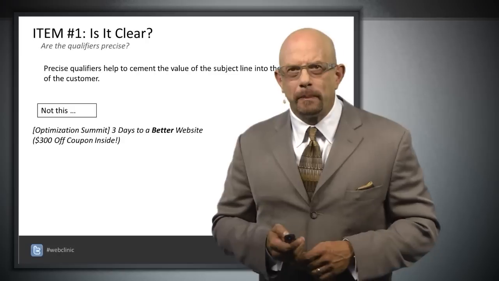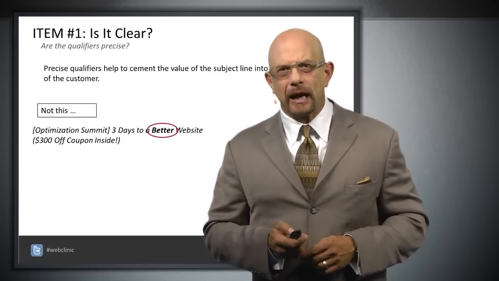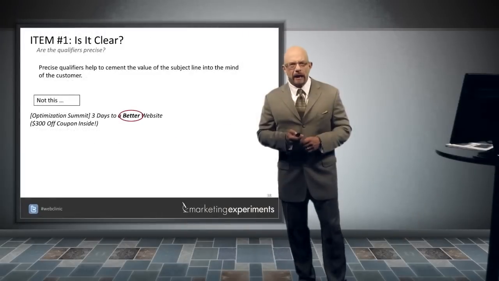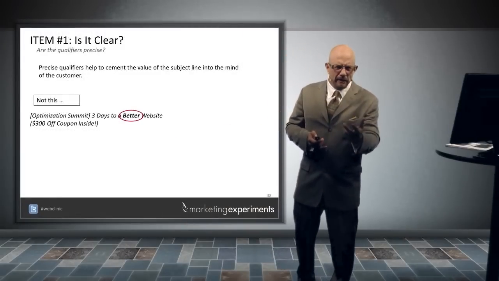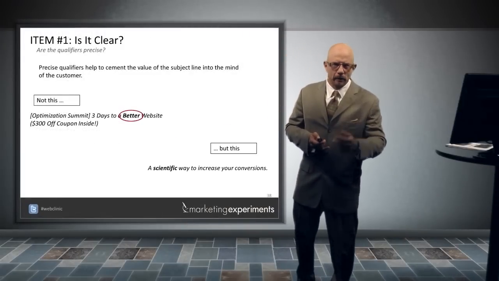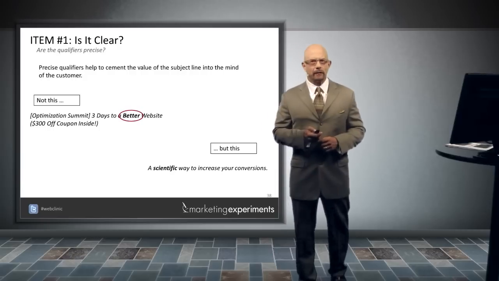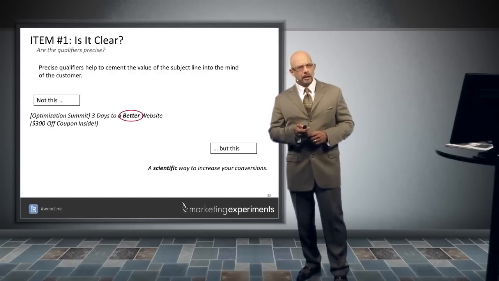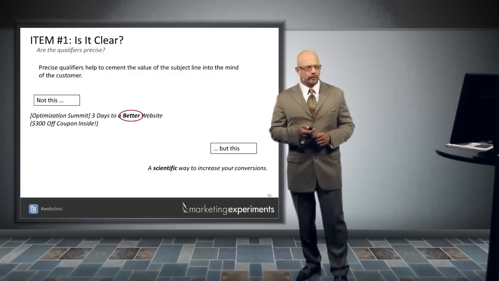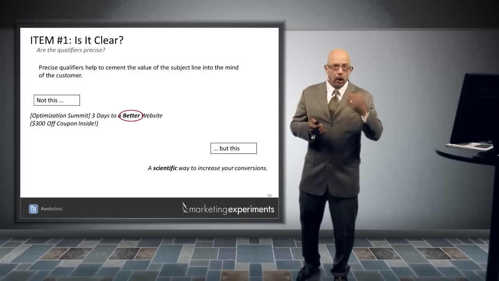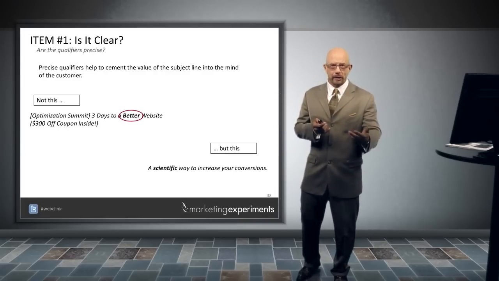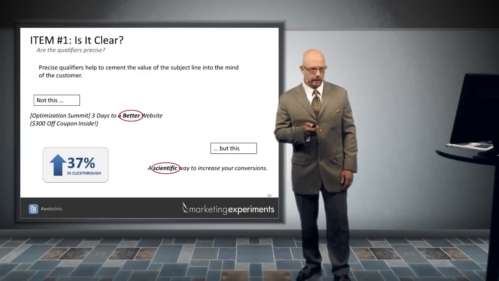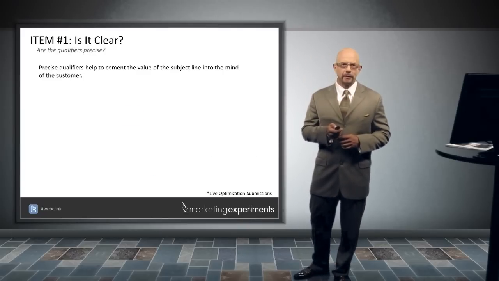3 days to a better website. Better is not precise. It's a sort of adjective that implies an improvement, but with no intensity and no specificity. Look at a better example. A scientific way to increase your conversions. This implies something altogether different. It talks about a sort of high standard. It touches something that our audience is particularly interested in, so the word is particularly potent. Look at the difference, a 37% increase in click-through.